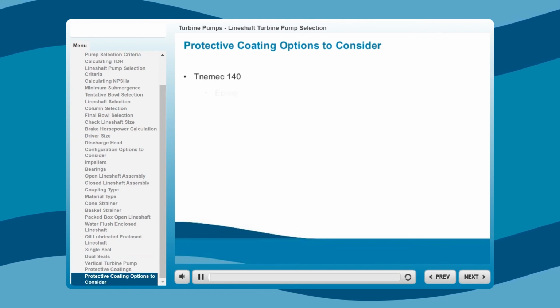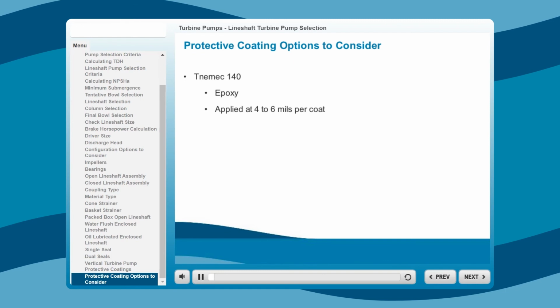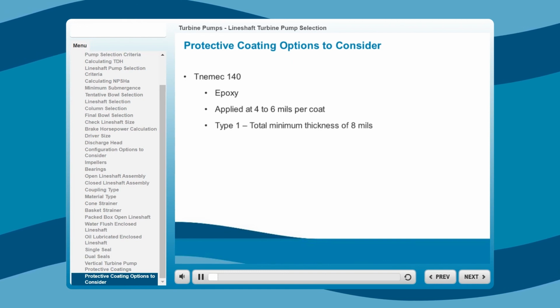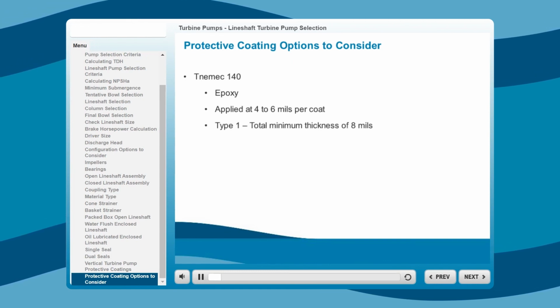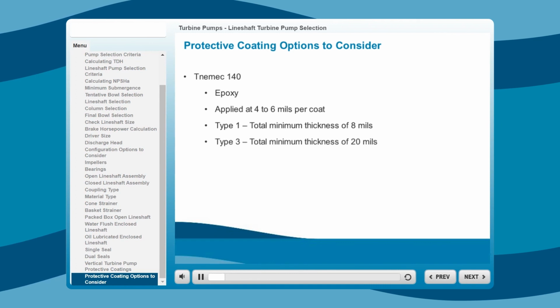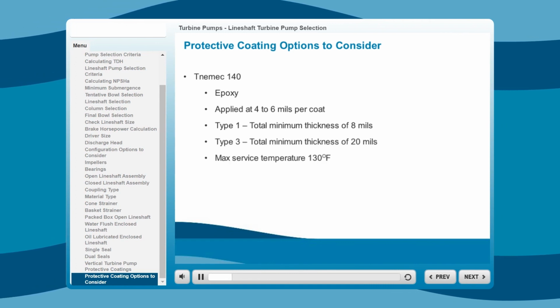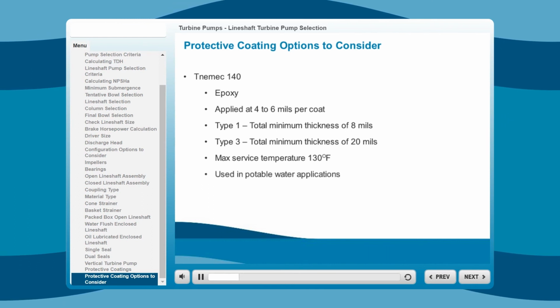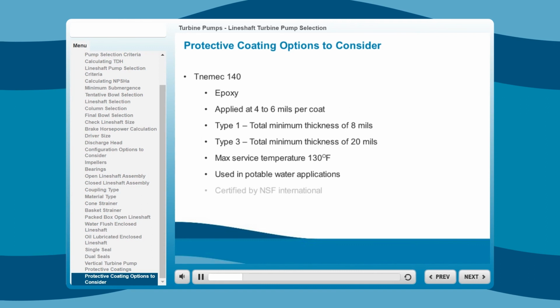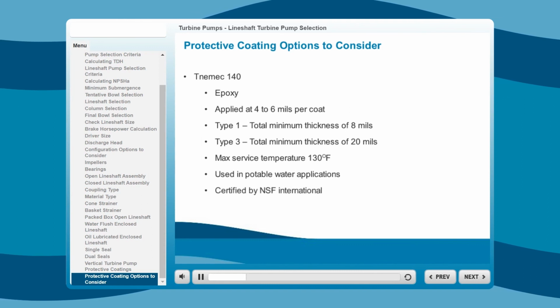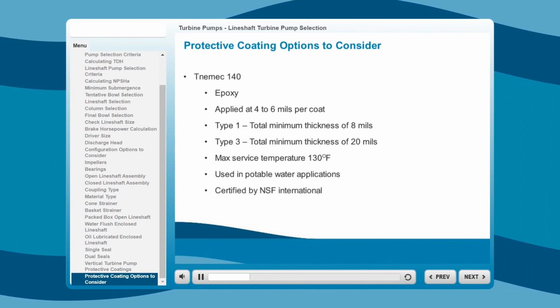Tnemec 140 is an epoxy applied at 4 to 6 mils per coat. It has a total minimum thickness of 8 mils for Type 1 and 20 mils for Type 3. Maximum service temperature for this coating is 130 degrees Fahrenheit. This coating is used in potable water applications and is certified by NSF International in accordance with ANSI NSF Standard 61.